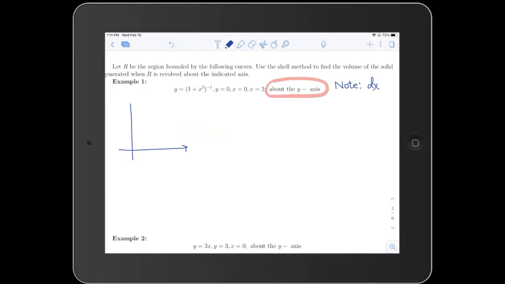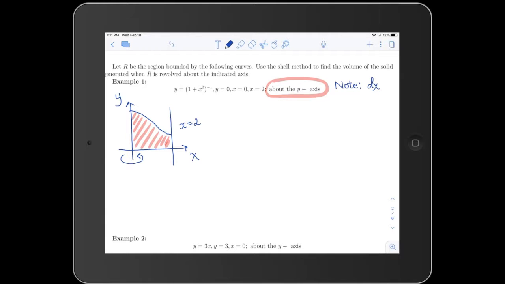Let's see, what is the picture going to look like? We have 1 over 1 plus x squared. I don't expect you to graph this by hand. You can look at Desmos. You'll see you're going to get a curve like this. Then it's bounded by the x-axis, y-axis, and x is equal to 2. So here's my R, and we're going to revolve this R about the y-axis, right? This is y, this is x. So you can visualize this object.